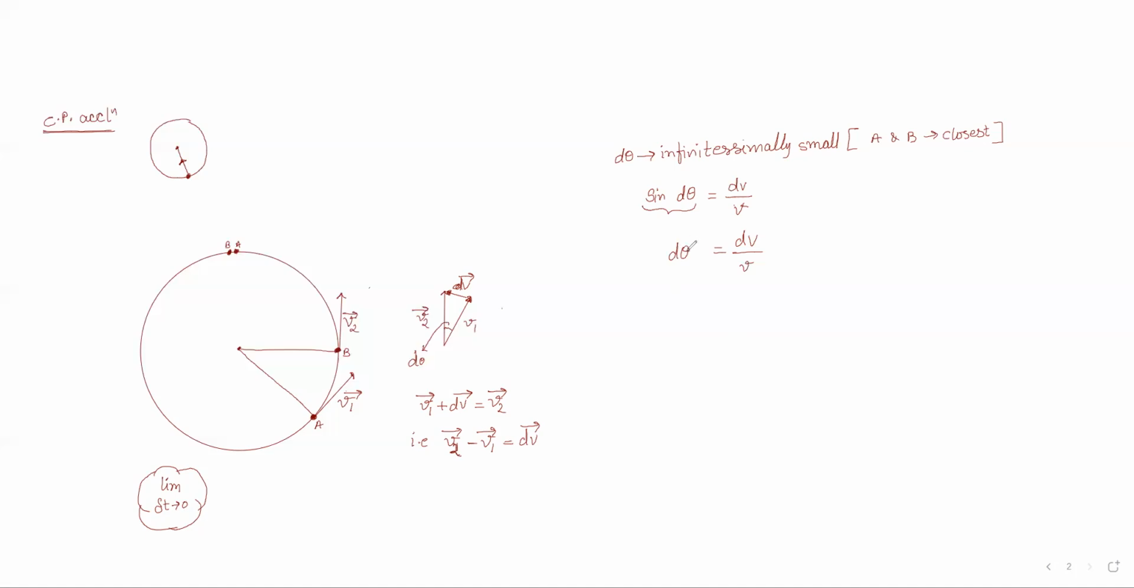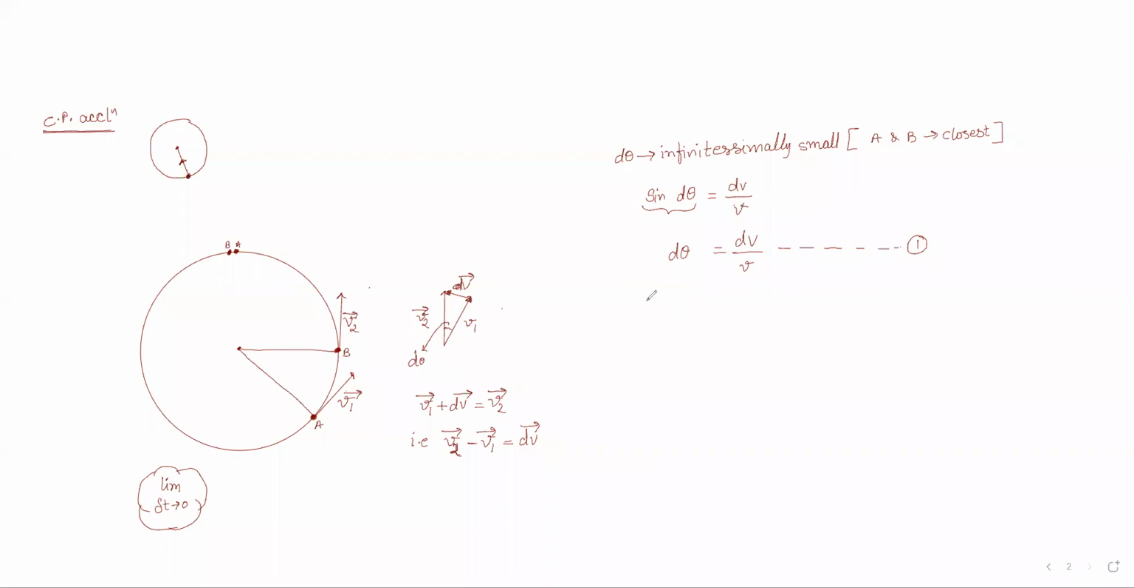That is the angle d theta, and this is to be noted as equation number 1. So we can simply say that this angle d theta is equal to dv divided by v. So this dv, the change in velocity, can be written as v into d theta.